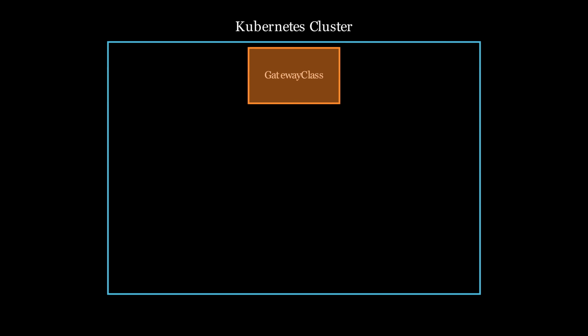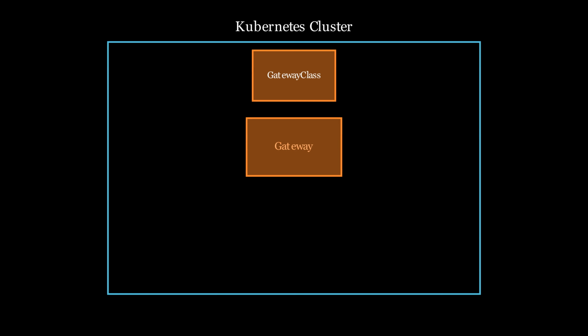The GatewayClass is a cluster-scoped resource that defines a class of gateways with common configuration and behavior. Controllers implement gateway classes to provide specific functionality like load balancers or service mesh gateways.